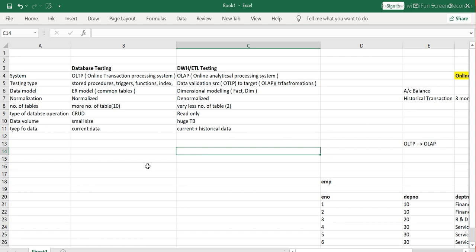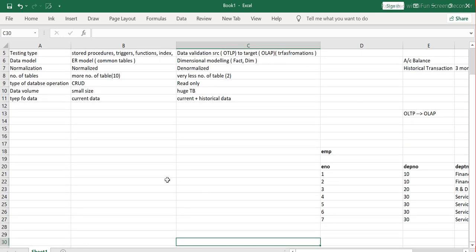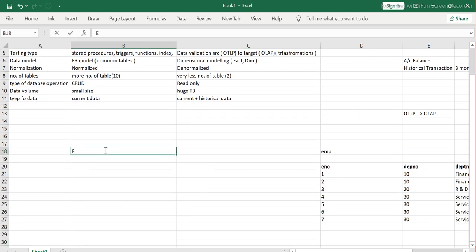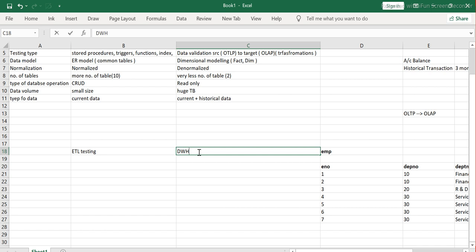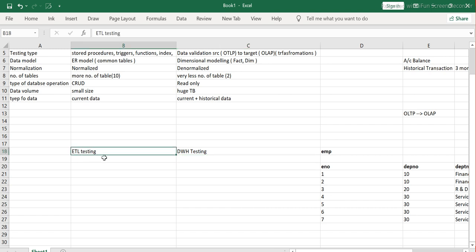Now we will come back to ETL testing and data warehouse testing, guys. Okay, so let me go back. Actually, I want some space here. So I'll say, let's say ETL testing. Now here is data warehouse testing. So data warehouse testing and ETL testing both are 90% same, I would say, because from my point of view, ETL testing is always there when we say data warehouse testing.